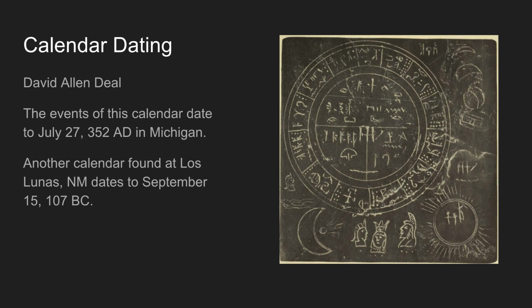Now, David Deal also went to Los Lunas, New Mexico, and he found a calendar stone in Los Lunas, and he dated that to 107 BC, which puts that time period in with the early times of the Book of Mosiah, which would mean that after the Nephites were pushed out of the land of Nephi, while the majority of them went north, some of them must have gone west.